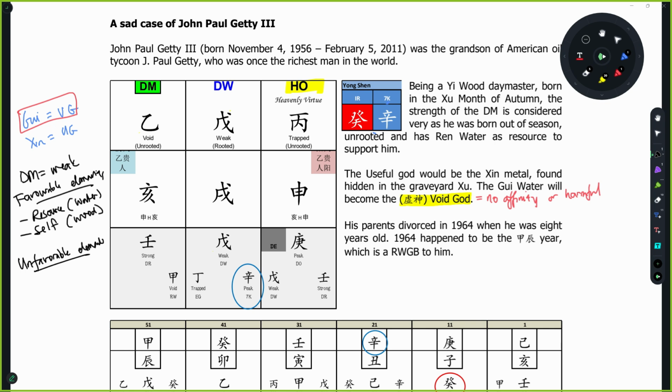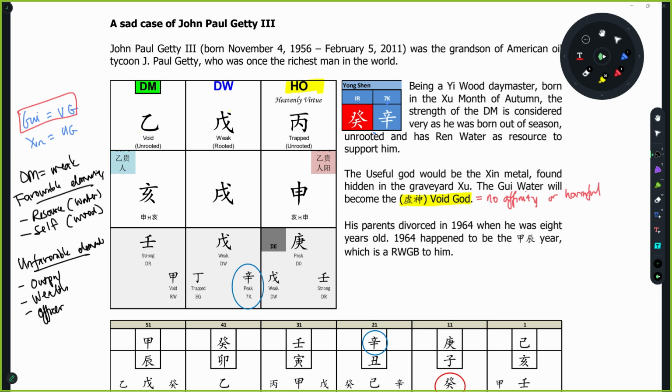The unfavorable elements will then be the elements that weaken it, which will be your output, which will be your wealth, and that will be also your officer or your servant killer. Alright, so here we do find that we have a weak day master surrounded by wealth. And if the wealth is unfavorable, then this will be a chart where you can see money but cannot touch. Can see money but cannot touch, as it is.